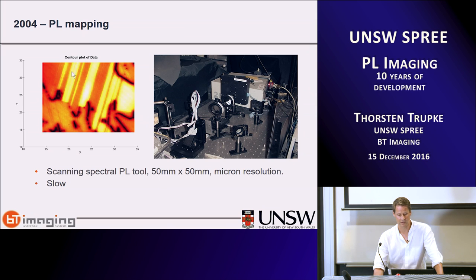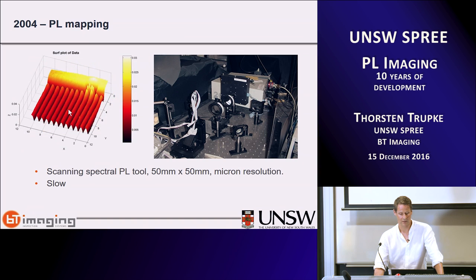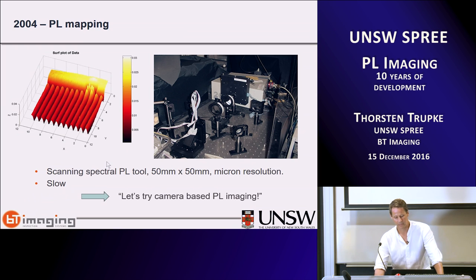So that is quite nice, and you see here, this is a PL image of a multicrystalline wafer, about 3 by 4 centimeters in size. And we get very nice data from this system. Here's another example. This is a buried contact solar cell where you can see the reduction in lifetime near the metal fingers. But the main downside of that system was that it was relatively slow. So it would take several hours to measure a high resolution scan like this on that system. So Rob and I decided to look into camera-based luminescence imaging. And this is where the whole PL imaging story really started.